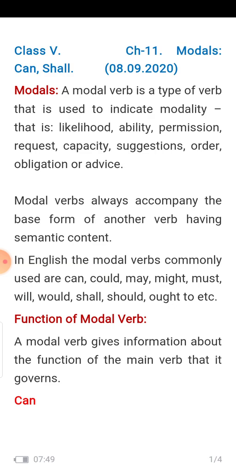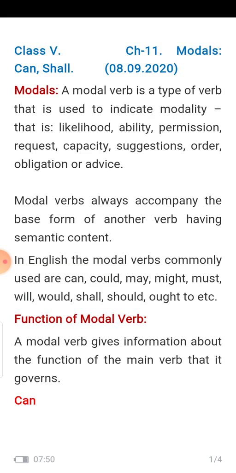Capacity means the ability to do the work. Suggestions: to give a suggestion, which is not advice, but we can suggest that you can do this or you cannot do this. Order: for giving orders we use modals. Obligations: to stop someone from something we use obligation. And for advice also, for doing something good, for not doing something, that is called advice.